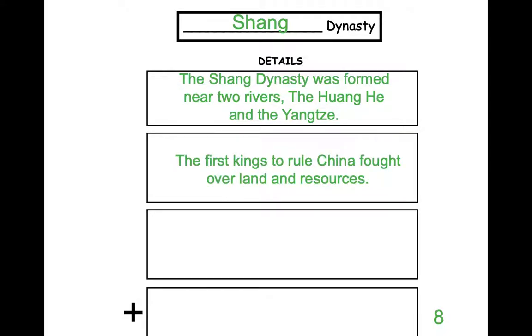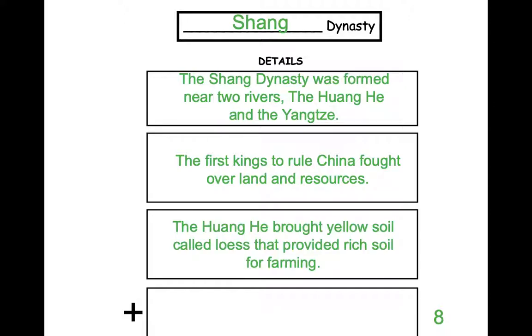It used to be ruled by kings, and then they decided to work together instead of fighting over the land and resources. The kings all decided to come together to form one government. And that's how the first dynasty was formed, because they stopped the warring and began to work together to form that one central, unified government.